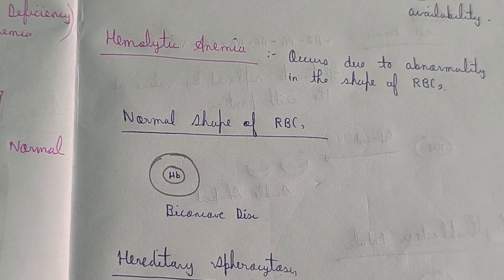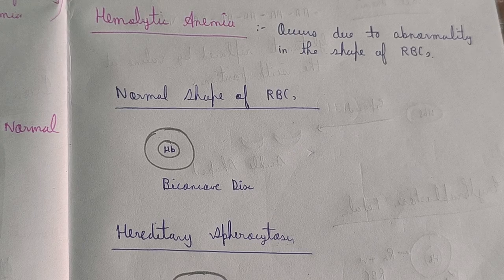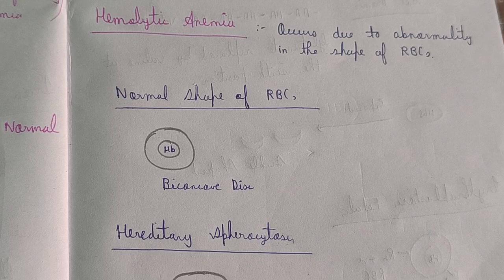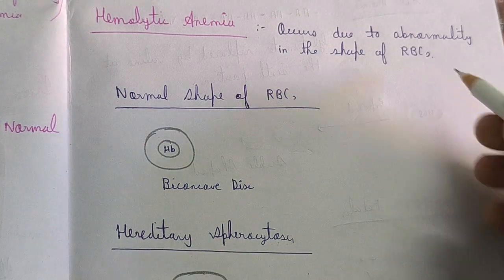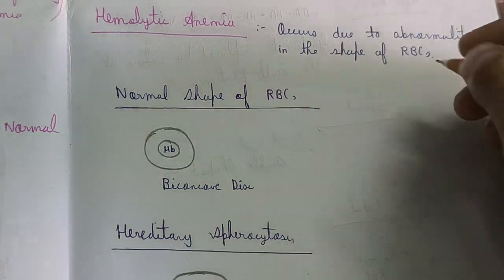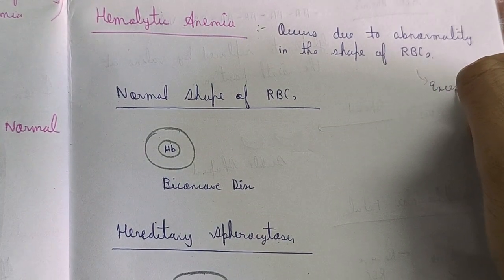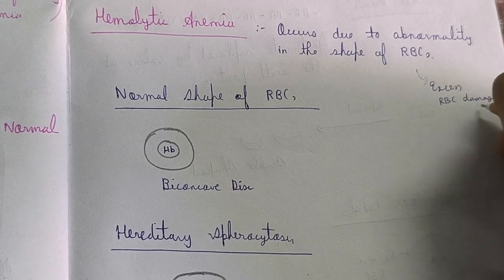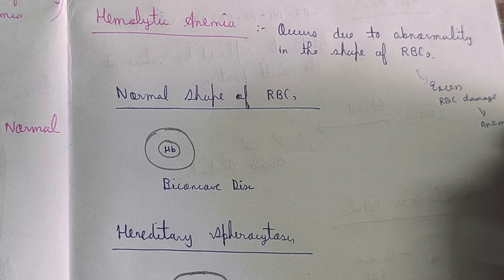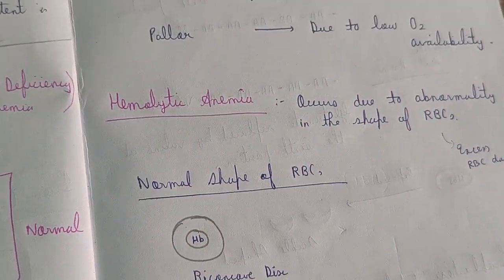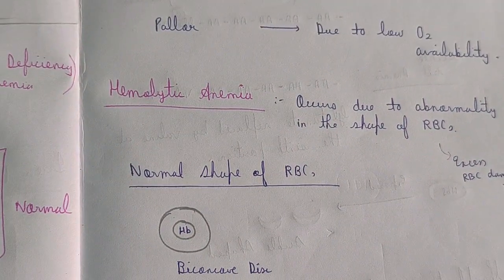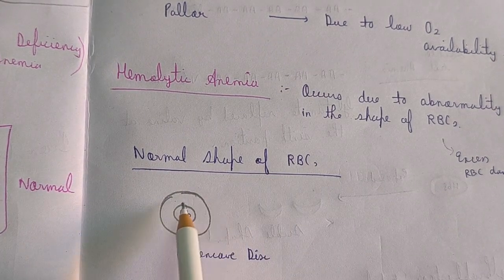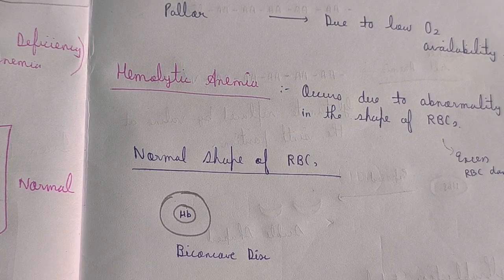Now I am going to explain hemolytic anemia. Hemolytic anemia occurs due to abnormality in the shape of RBCs, and this leads to excess damage of RBC, and this excess RBC damage leads to anemia. Before understanding this, a little introduction about the normal shape of RBC: it is a simple biconcave disc with hemoglobin present at the center.